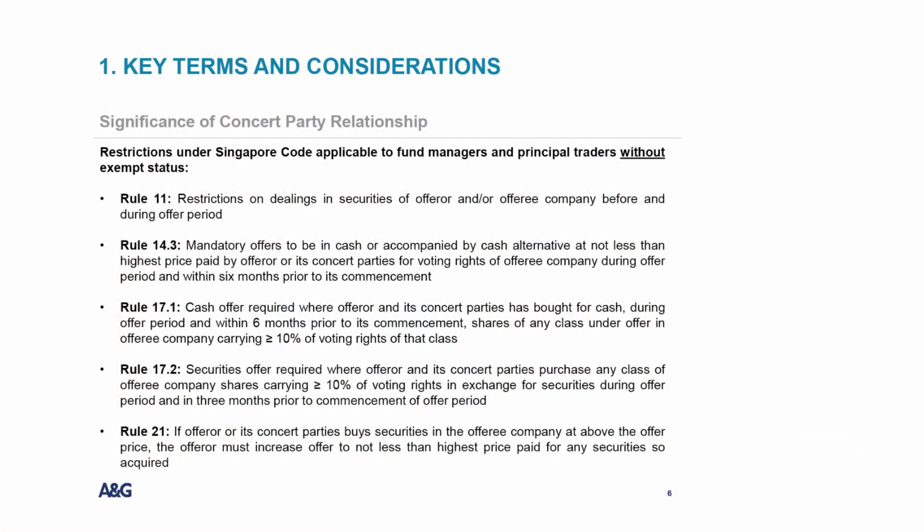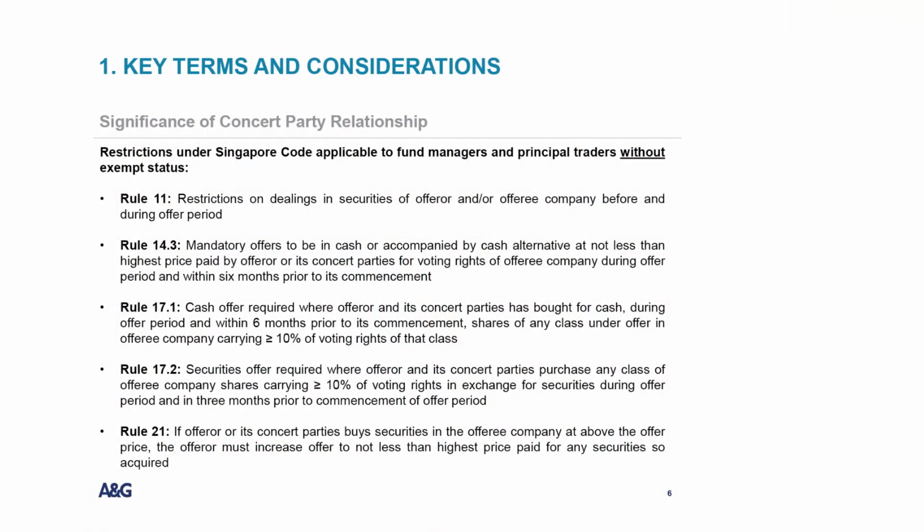Now, if you do not have the benefit of the exemptions, there will be various restrictions or disclosure obligations that will apply to any dealing by a concert party. So I just highlighted some of the key ones here. So you have Rule 11, which sets out restrictions in dealings during the offer period and before the offer period. But I think one of the key restrictions here is the fact that a concert party cannot sell shares in the target company at any time during the offer period, except in very limited circumstances. So obviously, if you're conducting fund management activities or principal trading activities, if this rule applies wholesale, it actually means you can't do any sale of the target shares during this period.